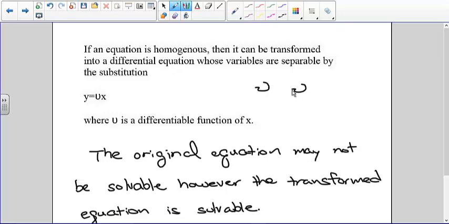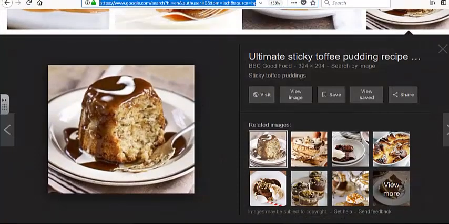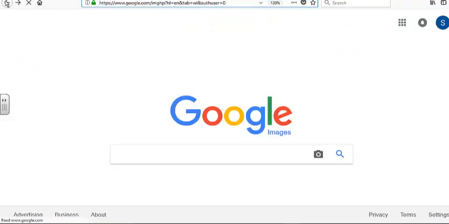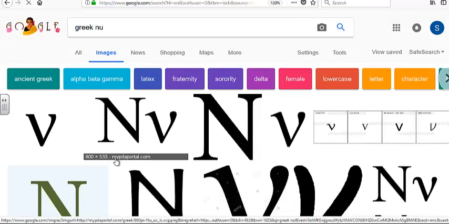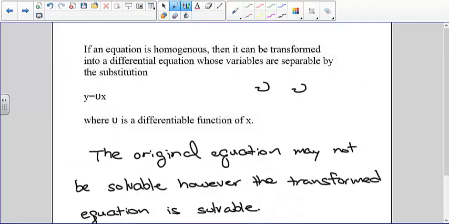Let's look it up on Google. Show you the official one, since I'm not the greatest drawer in the world here. So if you put in Greek nu, there it is. So it looks kind of like a V, really. Capital nu is N. A small nu looks like a V. So if you use a V, it's okay. If you don't do a perfect job of drawing a nu, don't worry about it.